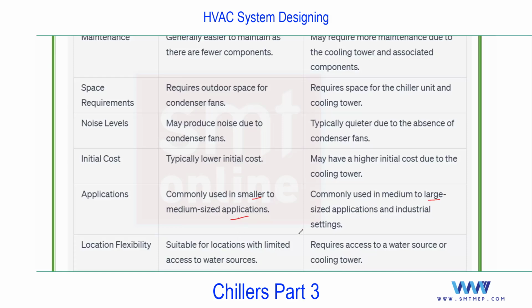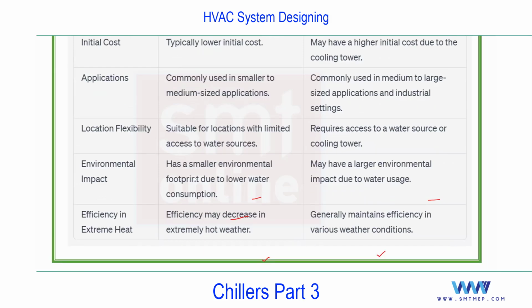Next, location flexibility. Air cooled is suitable for locations with limited access to water. As we discussed, if there is scarcity of water, the choice is going to be air cooled. If the water is available, then the choice can be a water cooled chiller, considering the other parameters. Next, environmental impact. Again, the water cooled chiller consumes water compared with the air cooled. So air cooled is a good option if you talk about saving water.